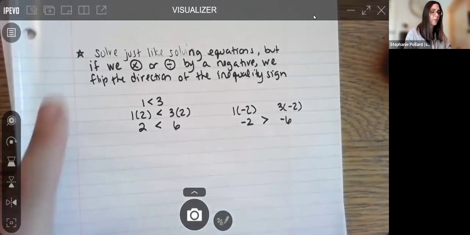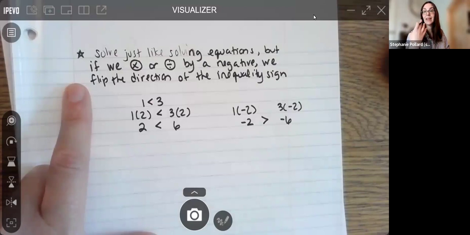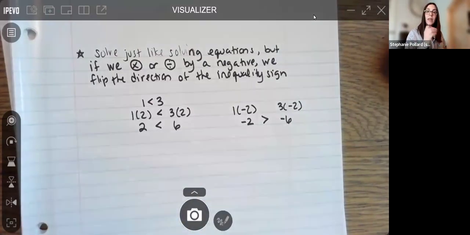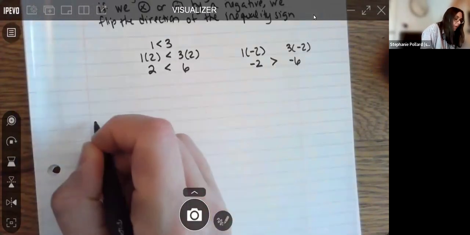So this is why we flip the direction of the inequality sign. And it only happens if you multiply or divide with a negative. You have to flip the sign in order to fix that issue. So that's going to be the one change we're going to watch out for. All right, so let's solve a few different examples.